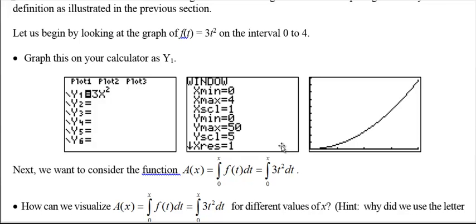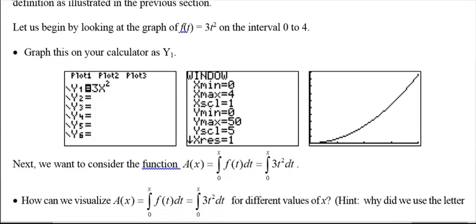So how can we visualize A of x, which is this integral from 0 to x of 3t squared dt, for different values of x? By the way, we could have left this as 3x squared dx, but then it might have been confusing that x is representing the variable and also the upper limit. So I switched the integral to t's and then the upper limit of the integral to x.